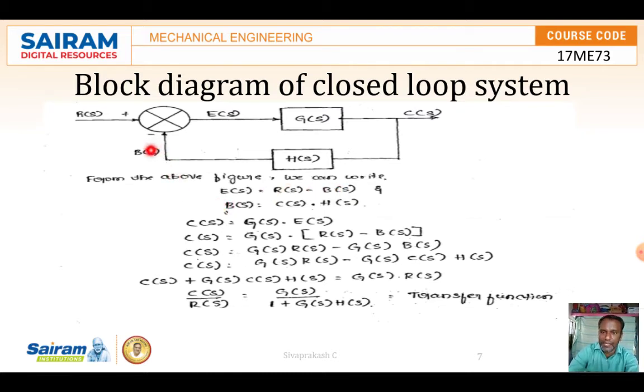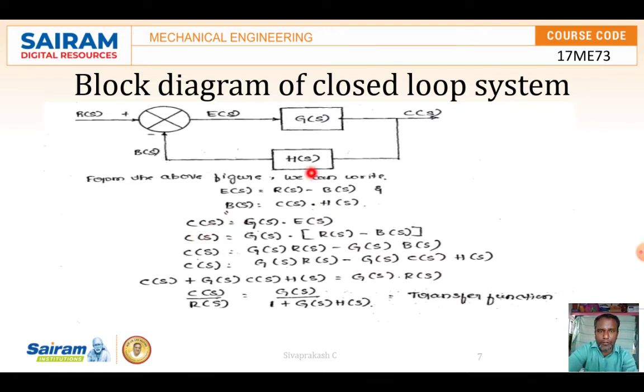Then comes the second one, B of S. For B of S, the input is C of S, and the block is H of S. So I am going to write C of S into H of S. So B of S is equal to C of S into H of S. I am going to take this as the second equation.